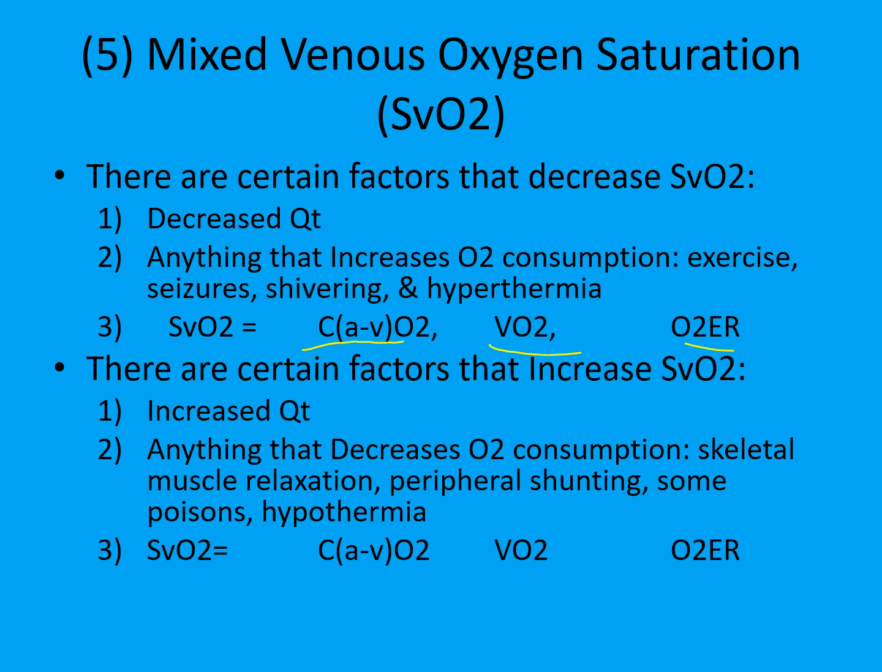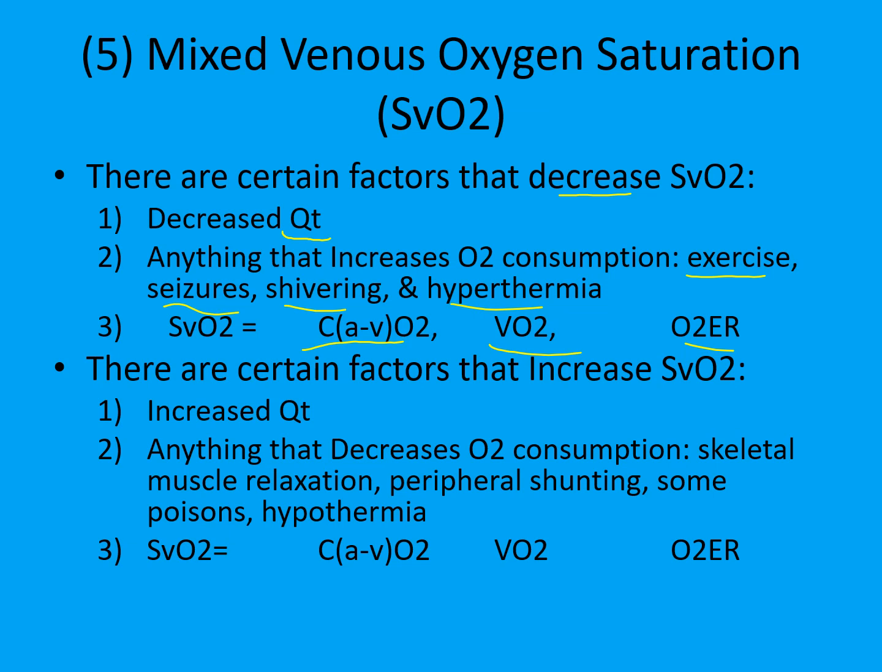Well, anything that decreases cardiac output will decrease their venous saturation, right? Because lower blood pressure means longer dwelling time. We're going to have more dwelling time for the tissues to pull oxygen out of the blood and into the tissue, so that will decrease our venous saturation, right? Anything that increases consumption, once again, you should see a pattern: exercise, seizures, shivering, hyperthermia.